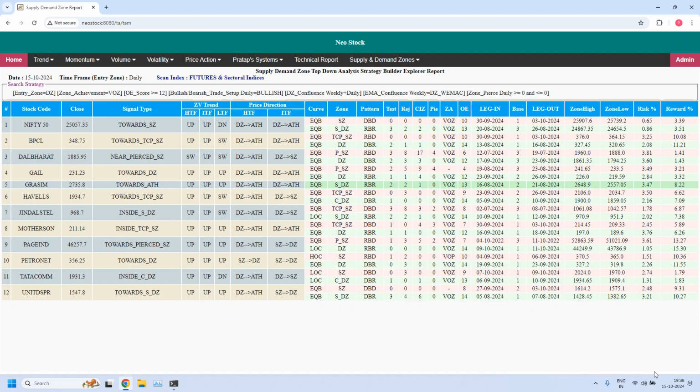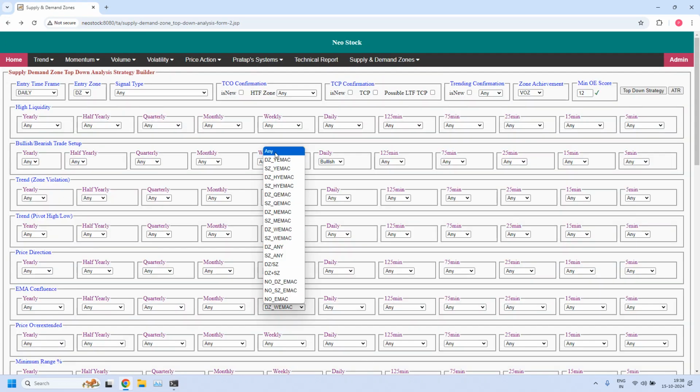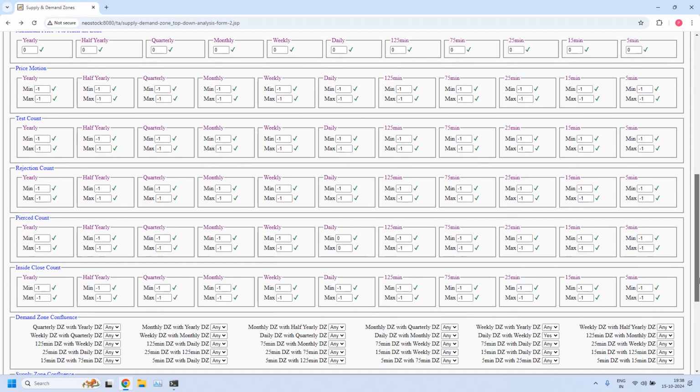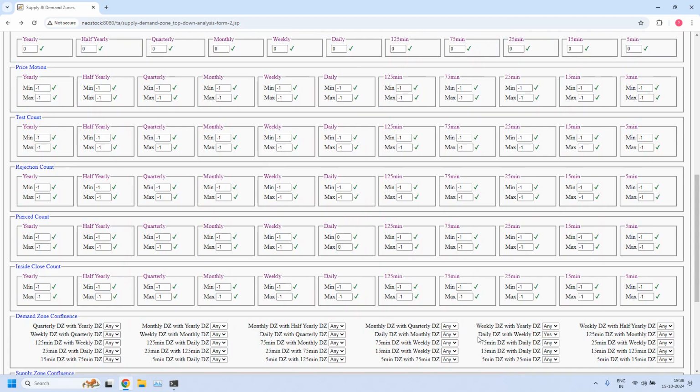Okay, now let us look for one more high probability setup scenario, that is LTF, ITF, HTF confluence. That means the daily zone should be part of the weekly zone, daily and weekly together again part of the monthly zone. So I have to remove this EMA filter. I removed it. So in the demand zone confluence, 3 filters we should add. Already one filter is added. That is daily demand zone with the weekly demand zone filter is enabled. Next, daily demand zone with monthly demand zone filter I am enabling. And also weekly demand zone with monthly demand zone filter I have enabled.